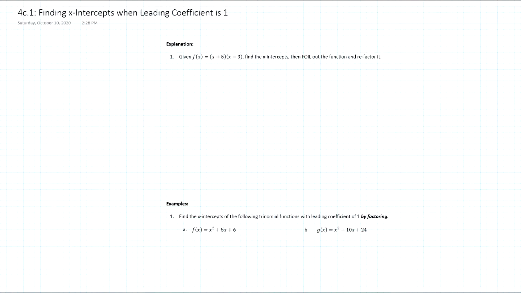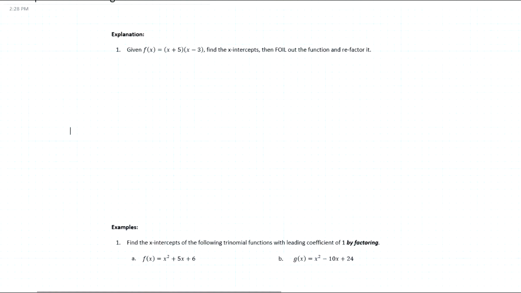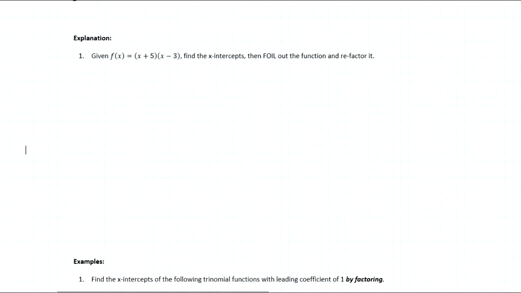Hello and welcome. This is Noah, and in this video we are going to look at finding x-intercepts for quadratic functions when the leading coefficient is 1. We're going to start with an explanation here.